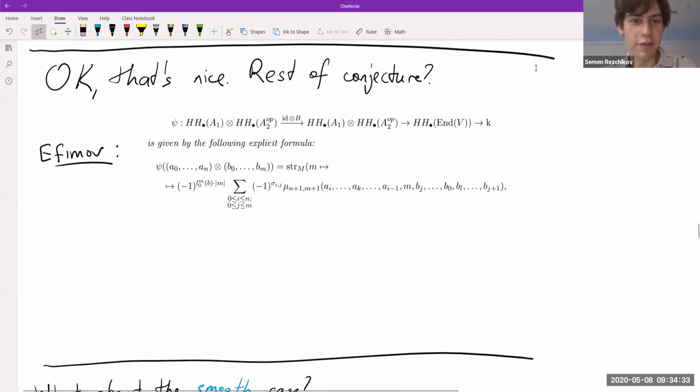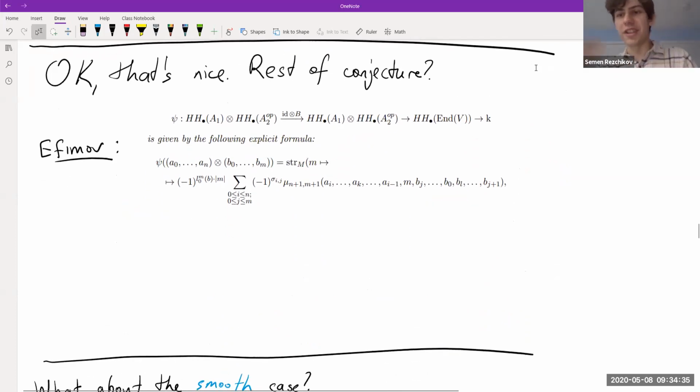All right, so what about the rest of the conjecture? Well, there's some formula. The way Efimov got to prove these things is he just wrote down formulas for things until he found a counterexample. But this is supposed to be a more general statement for what this map is if you have some proper bimodule over A1 and A2. So you should think A1 equals A2, and this is just the Massey product.